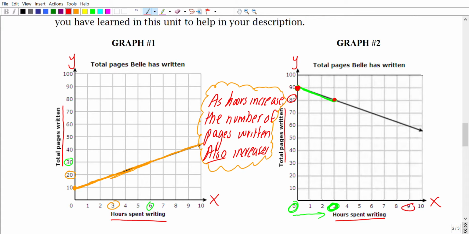What about at 9 hours? Okay, so as more time passes, all the way to 9 hours, where is my graph? Right here. Okay, so let's mark that with purple. All right, so what does that mean? At 9 hours, how many pages do I have? I have, or Belle has, 60 pages. Well, that doesn't sound right. You shouldn't be getting less pages or writing less pages as more time passes.